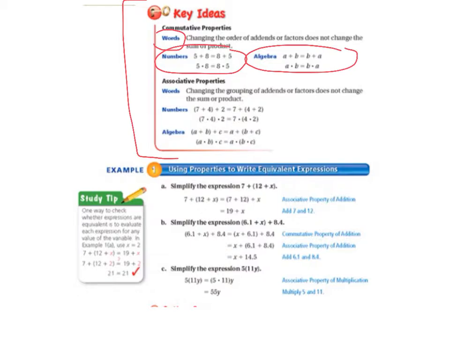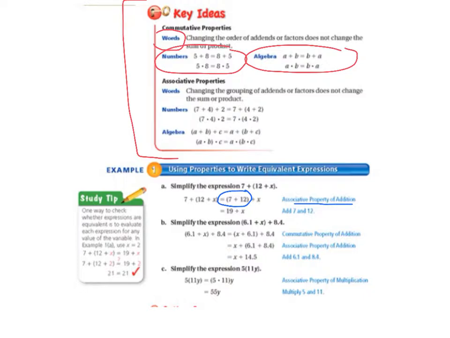First, we're going to use the associative property of addition because it's hard to add 12 plus x, and it doesn't matter what order we add things in, so we're going to group the 7 plus 12 together because that's much easier to add. So we use the associative property of addition to group the 7 plus 12 and add those two together because that's much easier to add.